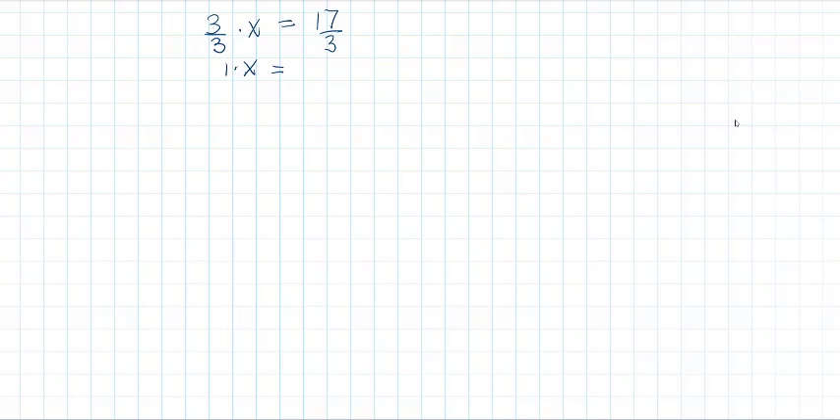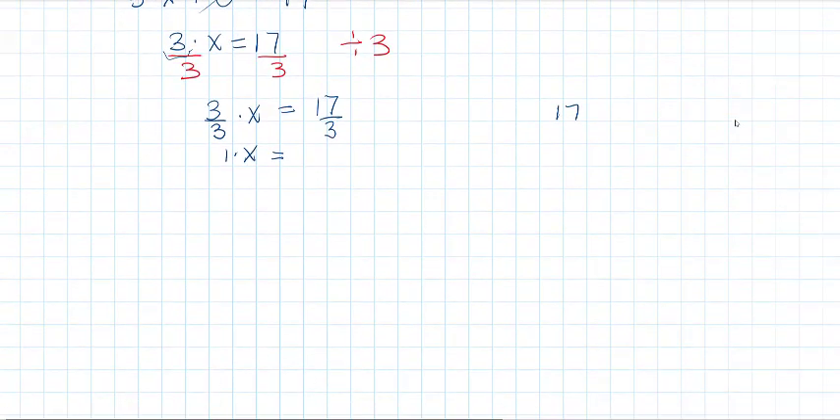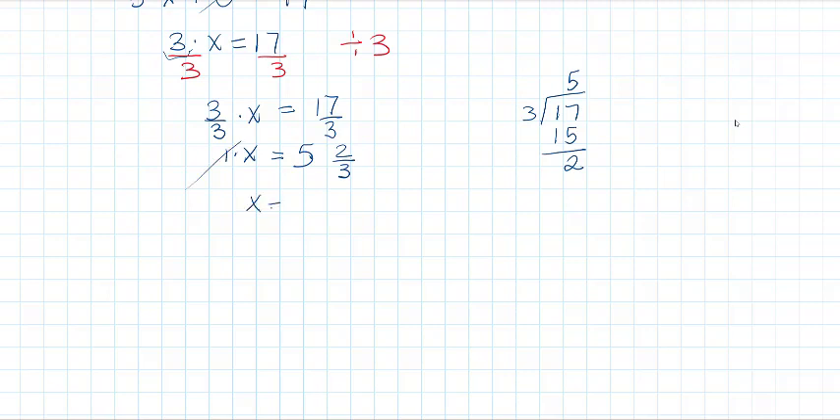What is 17/3? Well, we can do the division separately here. 17 divided by 3. 3 goes into 1 0 times, but it goes into 17 5 times. 5 times 3 is 15, so we have a remainder of 2. So 17 divided by 3 is just 5 2/3. Now, we don't have to write that 1 anymore, and we have x equals 5 2/3.